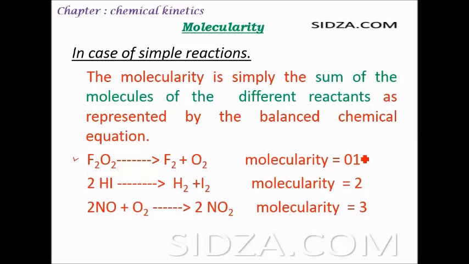So the molecularity is 1. Here the number of molecules is 2. Here also 2. Here the number of molecules is 3. So the molecularity is 3. Right, so the number of molecules on the reactant side is equal to the molecularity of a reaction. But that's only for the simple reaction, if a reaction occurs in a single step.